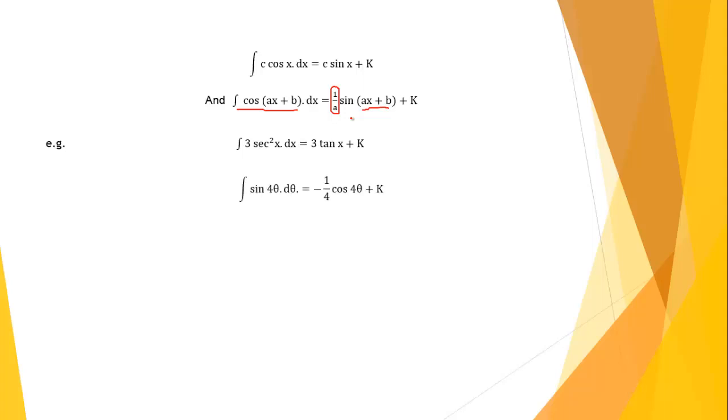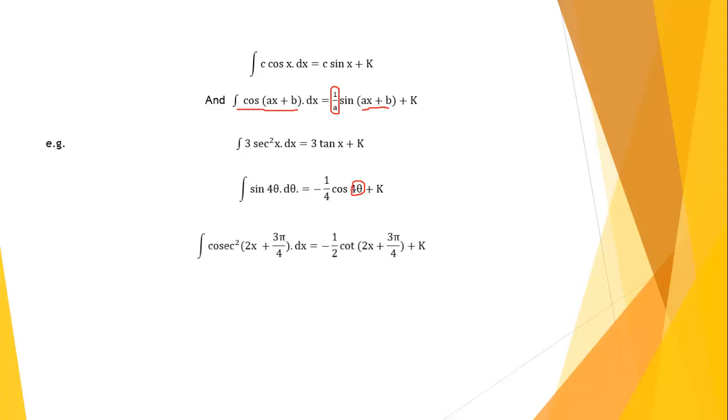Then the integral of sine 4 theta with respect to theta equals negative 1 over 4 cos 4 theta plus the arbitrary constant. So the integral of sine is negative cos. So with that, differentiating the terms inside the cos and dividing by the result.